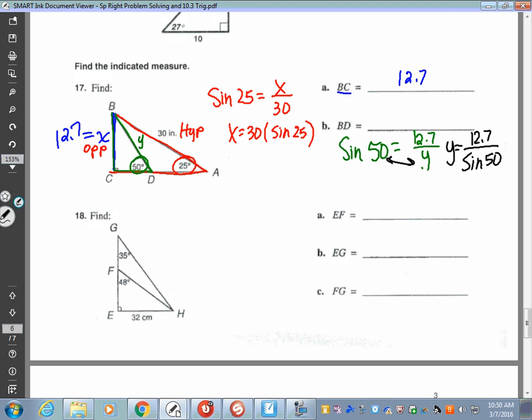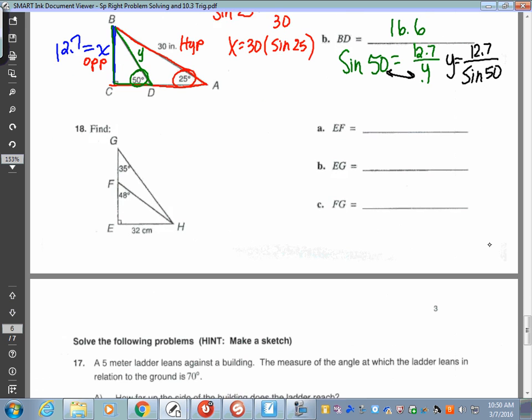Yeah, that will give me my y. So now we put that in the calculator. 12.7 divided by sine of 50. All right, so the key to this is to do one at a time.